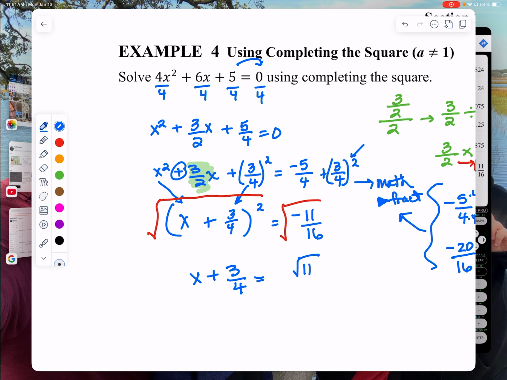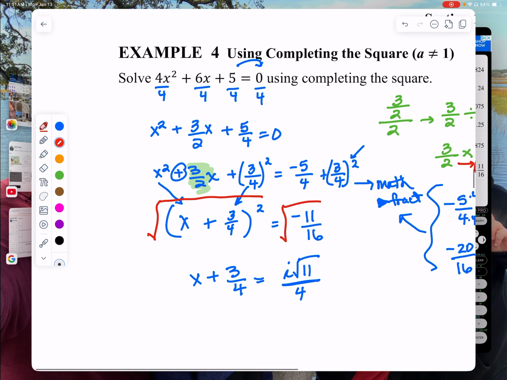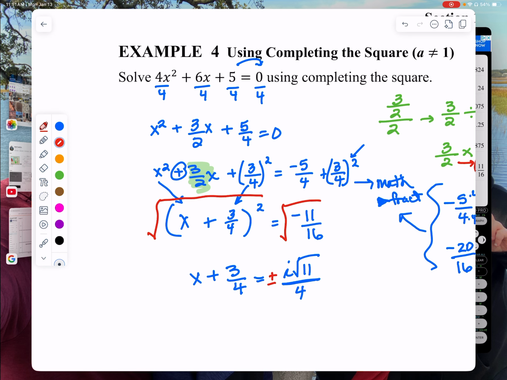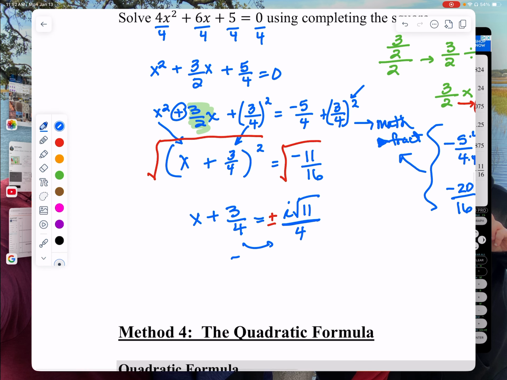But that negative is going to come out as an i. And then the bottom is the square root of 16. That's just a 4. And then don't forget the plus or minus because we need to have two answers. And my last step is to just move that negative 3/4 over by subtracting. So I get x is negative 3/4 plus or minus i square root of 11 over 4.